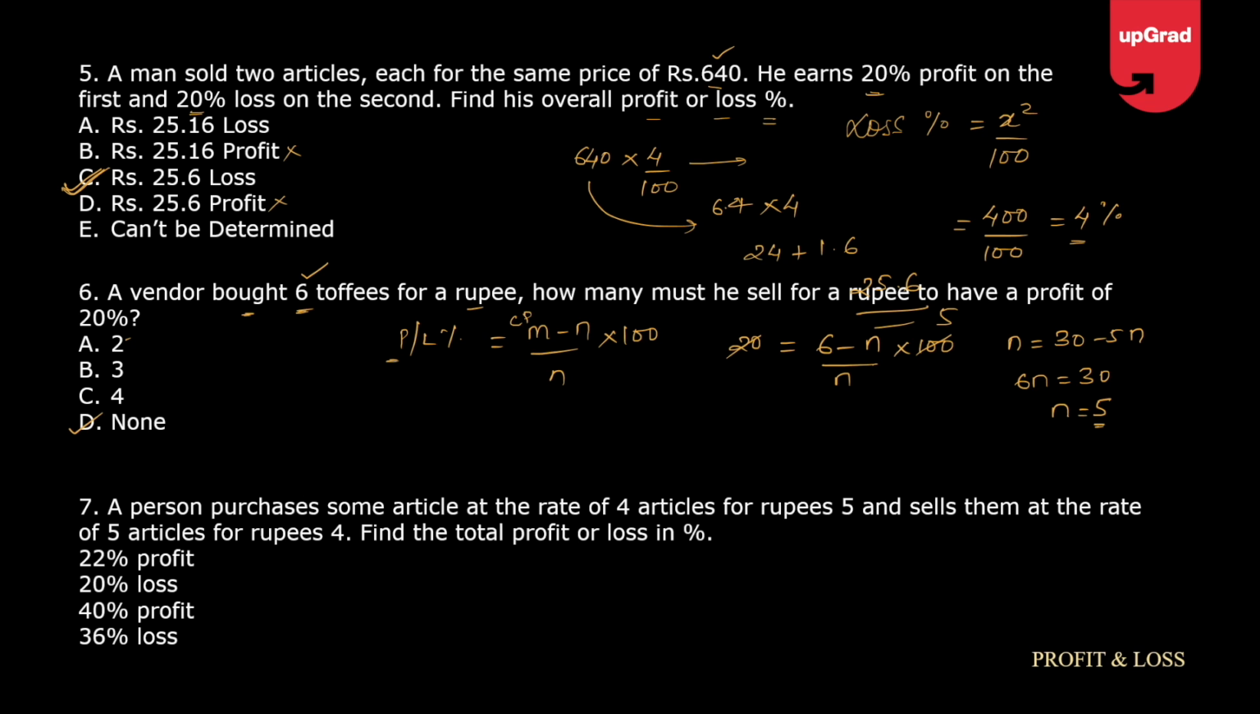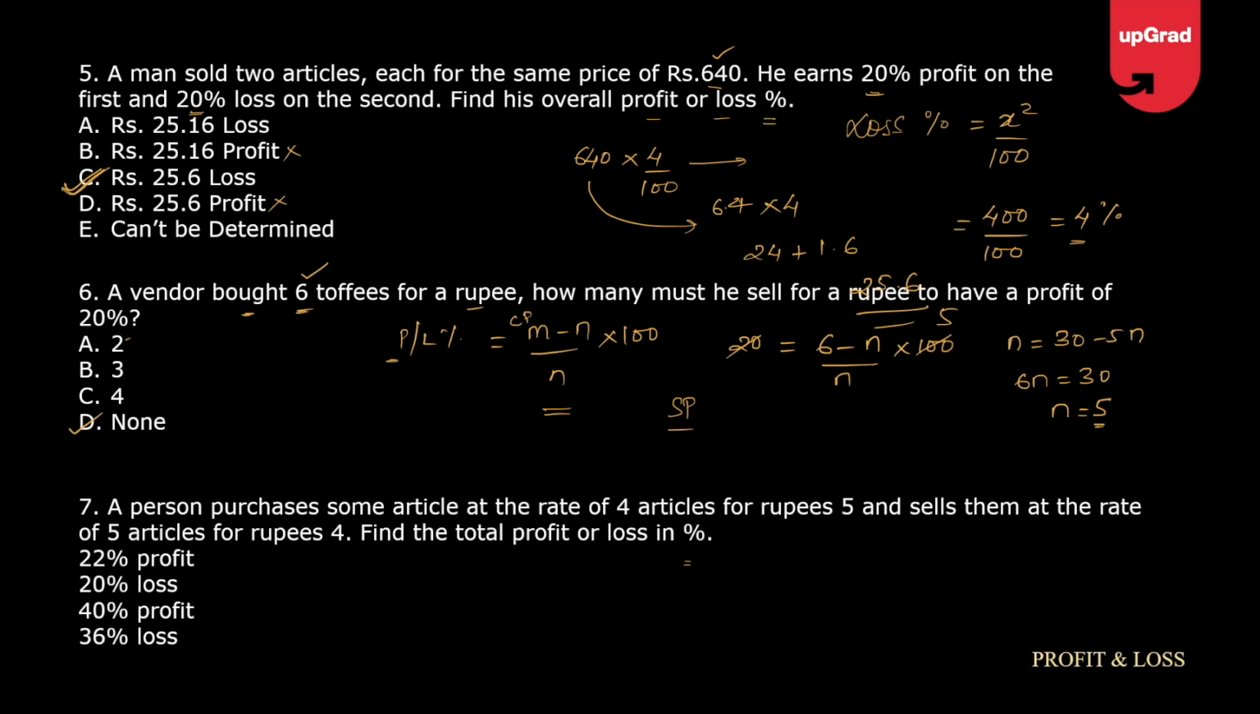Okay, so the question says a person purchases some article at the rate of 4 articles for rupees 5 and sells them at the rate of 5 articles for rupees 4. Find the total profit or loss percentage. Now this is different. Here, my values have gone different, which means for applying this formula of M minus N, I should have same selling price. But over here, the conditions are different.